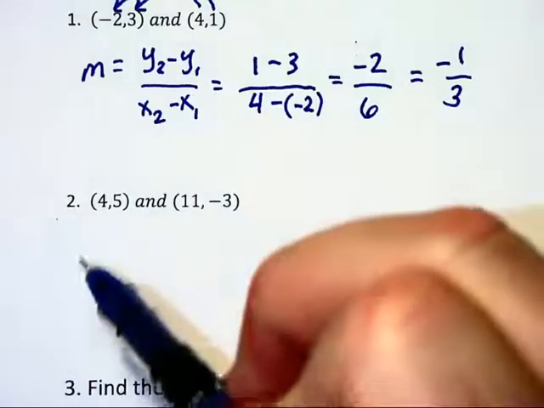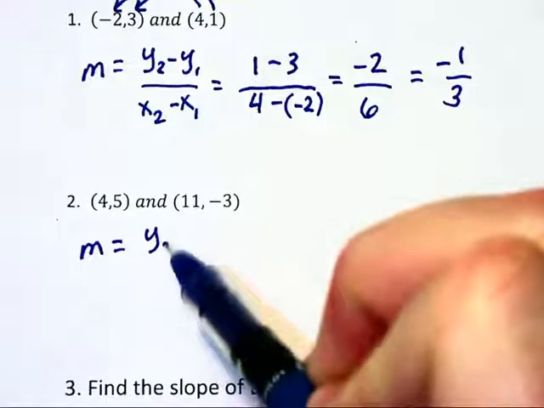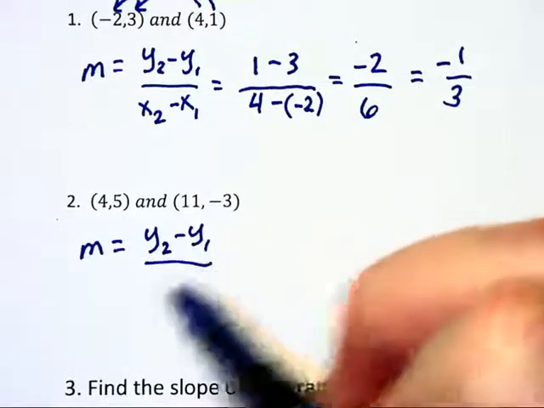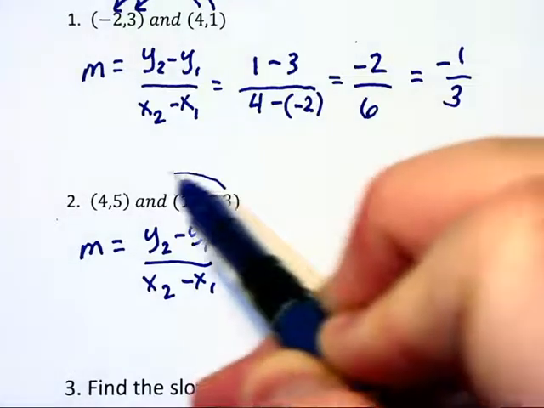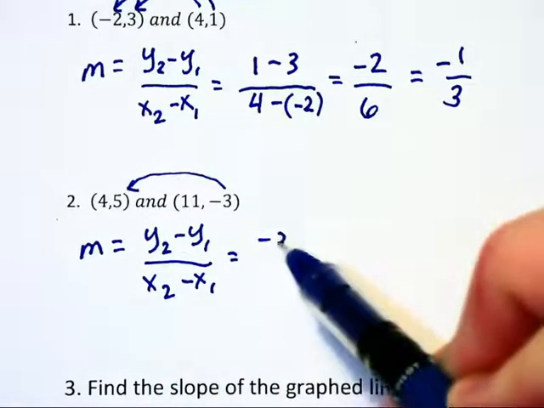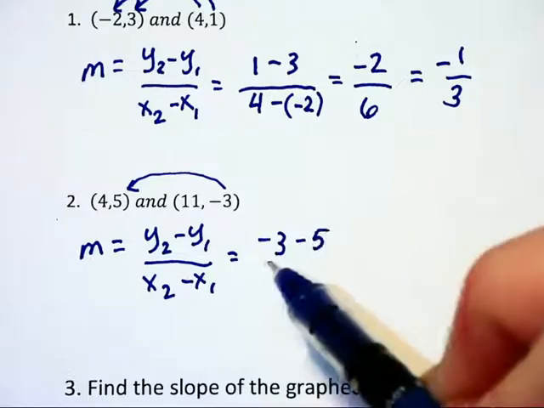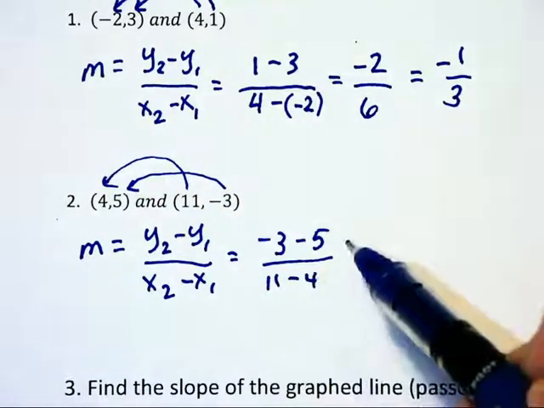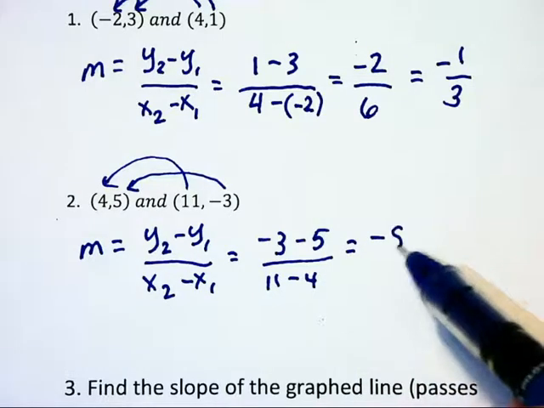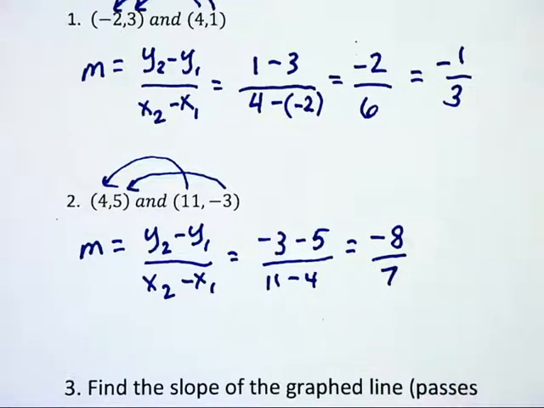In the next problem, I'm going to again rewrite this slope formula, because the more often I write it, the better I'm going to get at memorizing it. And the second y is -3 minus the first y, which is 5, divided by 11 minus 4. So we will have -8 divided by 7 as the slope between those 2 points.